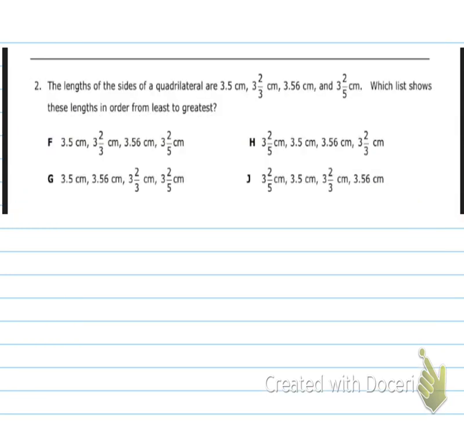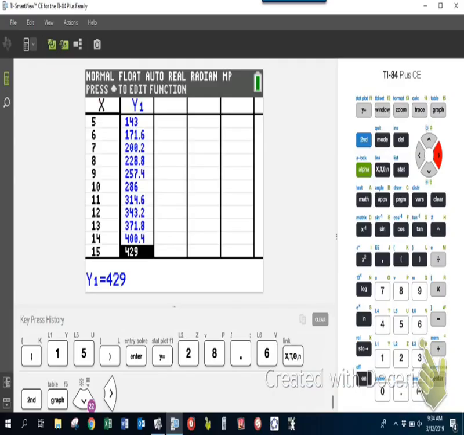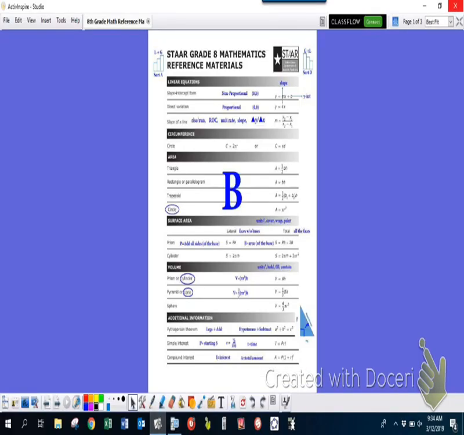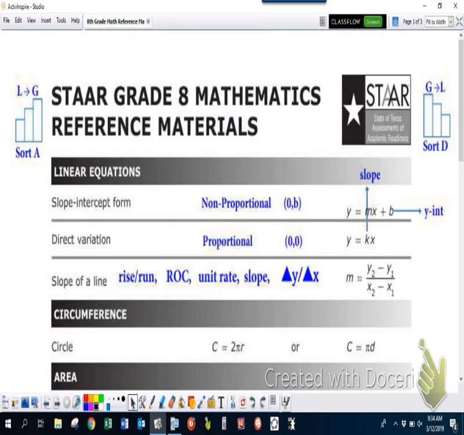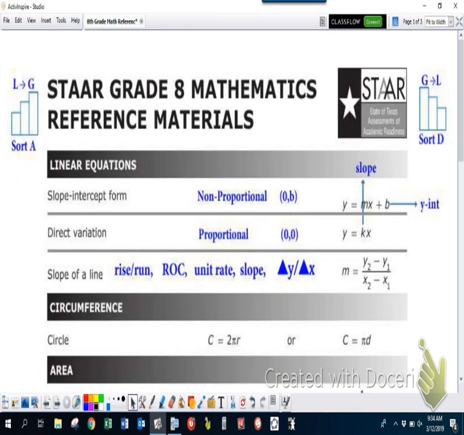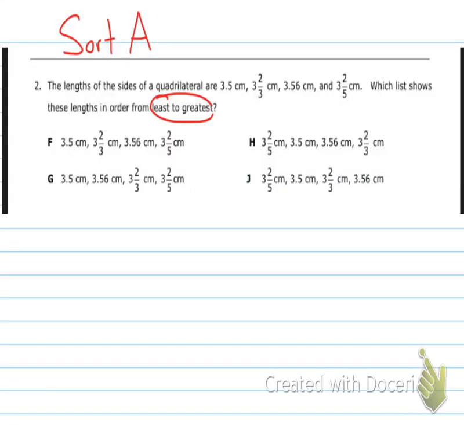Number 2, easy keywords here: least to greatest. And according to what I've taught you, that should mean sort A. So that I do believe I have on the formula chart there at the very top. So when I say least to greatest, this is what I'm referring to when I say sort A. There is a method on the calculator which we can use. I'll show you how to use that. But really, it's a pretty easy answer. You should know which one is the greatest.